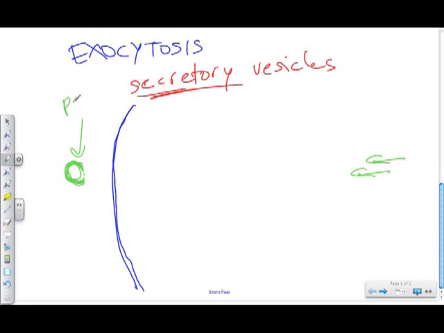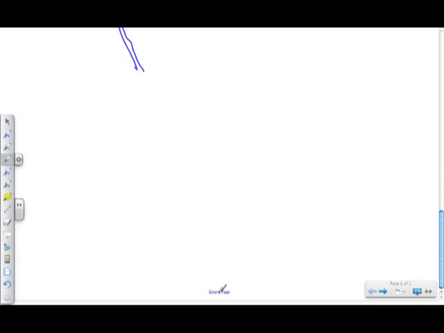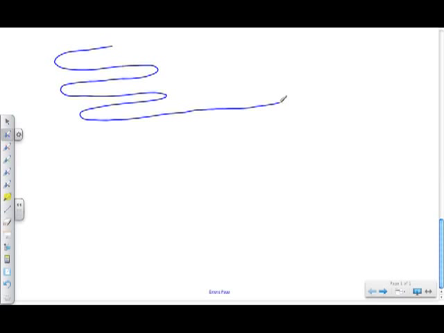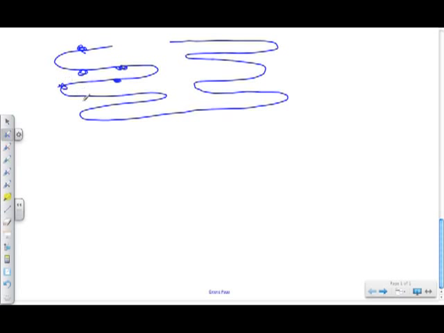Now, one example of this kind of particle could be a protein that has just been made. So let's look at how this protein gets made using the structures that we know in a cell. We have proteins that enter the endoplasmic reticulum, and we're going to have our ribosomes, because this is the rough endoplasmic reticulum.